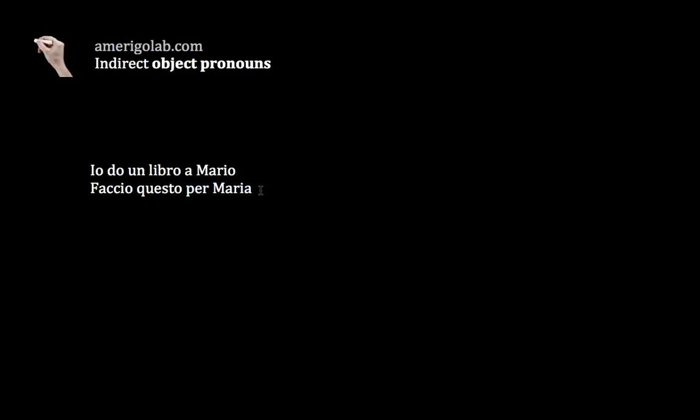In this case, we are in front of two indirect object nouns. We have Mario and we have Maria. We can replace them with the indirect object pronoun. For Mario, I have the word gli, and for Maria, I have the word le. So if I replace that, it will be io gli do un libro. In the case of Maria, io le faccio questo.